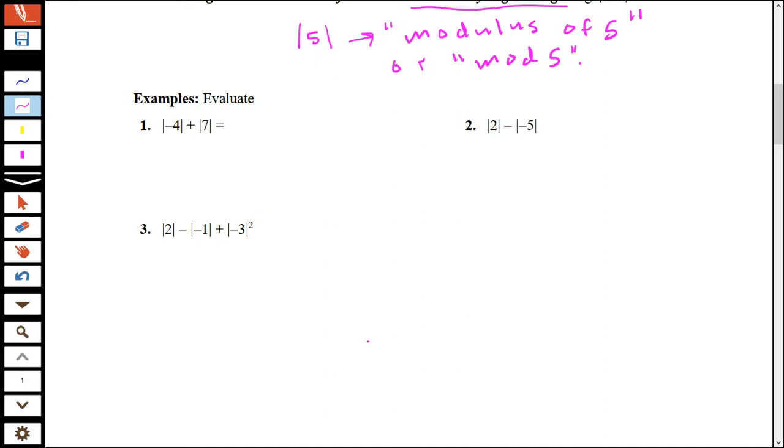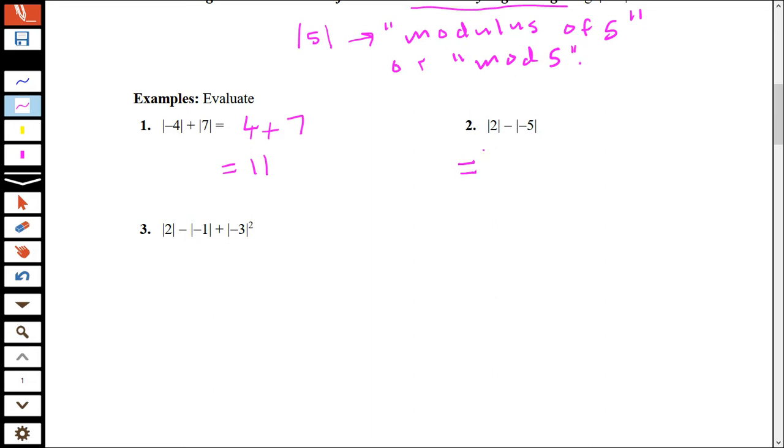So now we know what absolute value is. Let's try and evaluate these. So what I'd like you to do is to have a go at these questions yourself. You can pause the video if you want and try and work these out, then play the video to see what the answer is. Okay, now for this one, absolute value of negative 4 is 4, plus absolute value of 7 is just 7. 4 plus 7 is just 11.